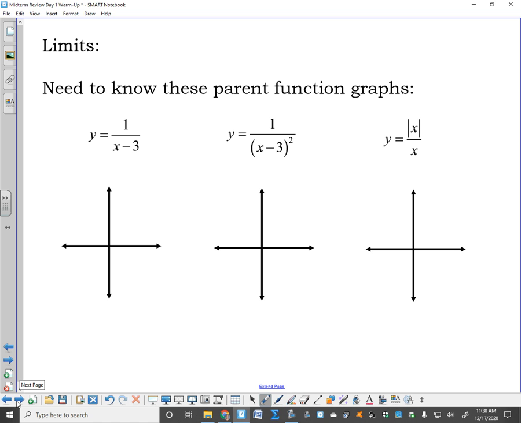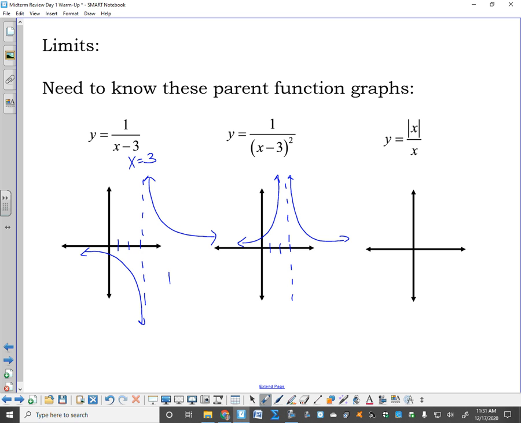You need to know these parent functions. So you need to know the first one, the second one, I call them kissing and non-kissing graphs. So you need to know that obviously he's going to have an asymptote at 3, and that it's going to be opposite, quadrant 1 and quadrant 3. The second one is a kissing function. Still has an asymptote at 3, but they are going to head towards each other.